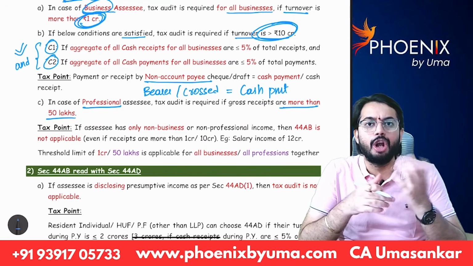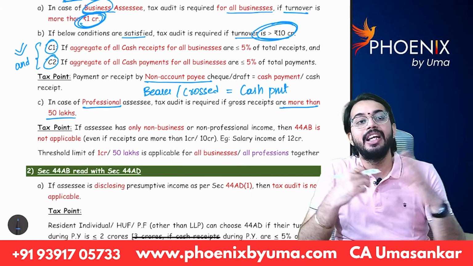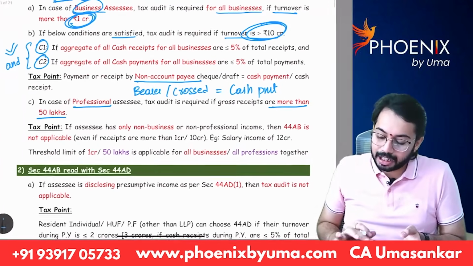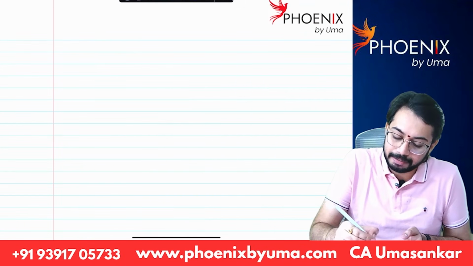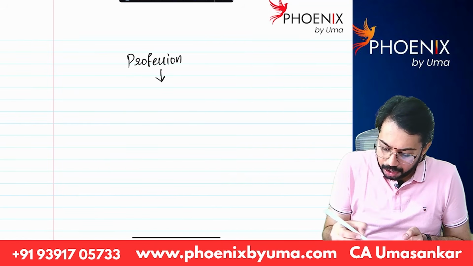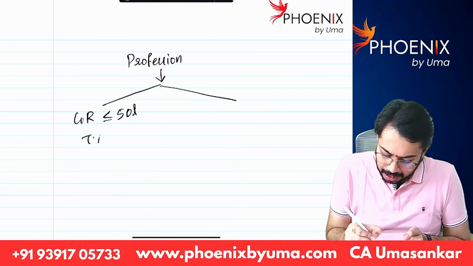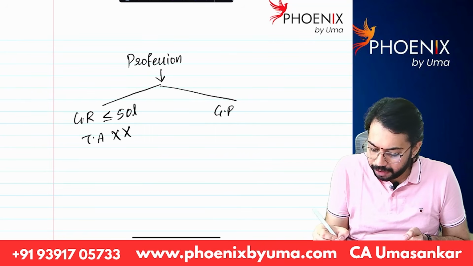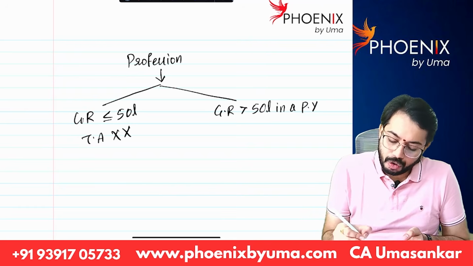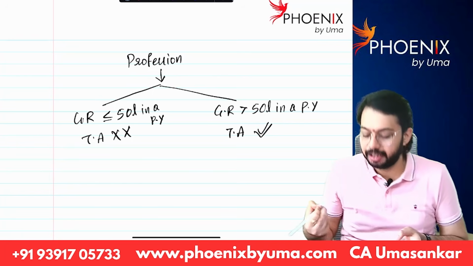An advocate is there, a lawyer is there. In his profession, if he gets gross receipts more than 50 lakhs, he is also required to get his books of accounts audited. Are you able to understand? So, in case of profession, what is the threshold limit? If gross receipts are less than or equal to 50 lakhs, tax audit is not applicable. If gross receipts are more than 50 lakhs in a previous year, whatever this limit is, that is for the previous year, then tax audit is applicable. Are you able to understand?